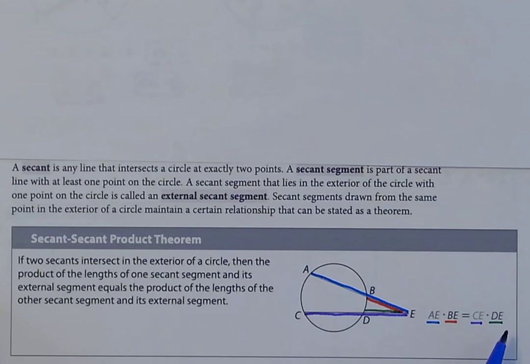So the secant product theorem states that I can take this whole measure of the secant, multiply it to its external part, and that is equal to the measure of the other secant times its external part. So it's going to be blue times red equals purple times green. Secant times external equals secant times external. So we're going to apply that idea for example 2 to go through and find the value of x in each secant.